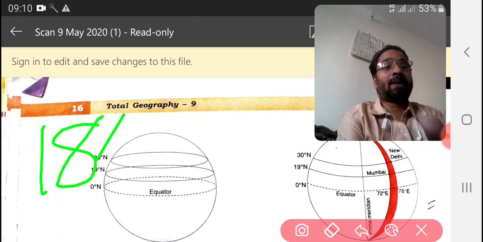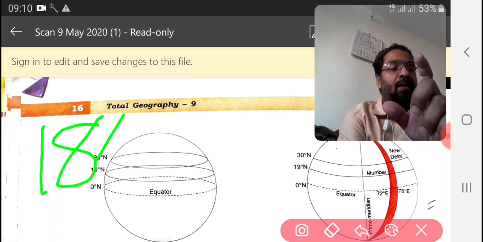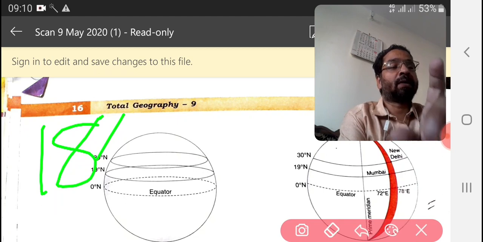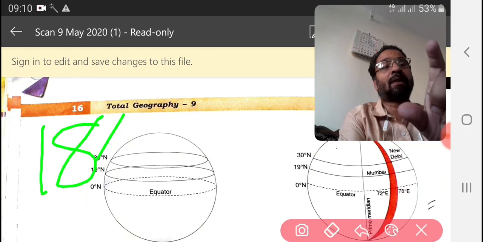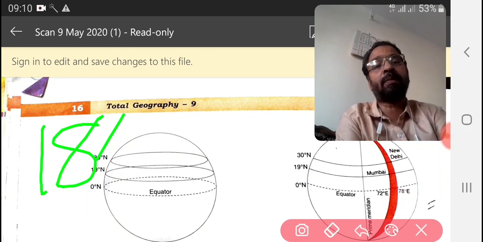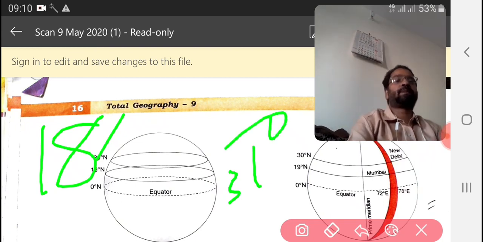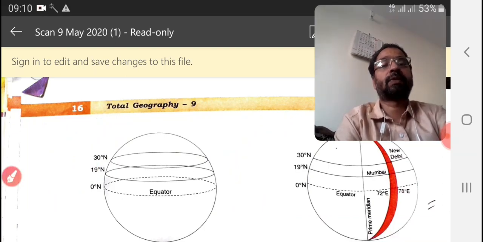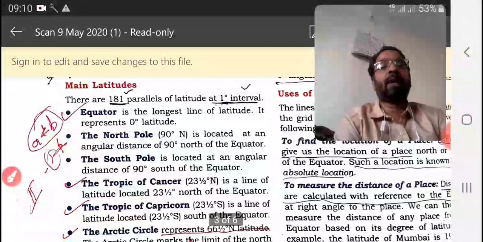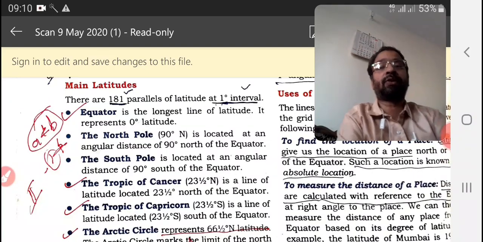So each parallel is at a 1 degree interval. Each parallel has a 1 degree interval between them. How many? 1 degree interval. So, main latitudes. Now we are going to learn about the main latitudes.